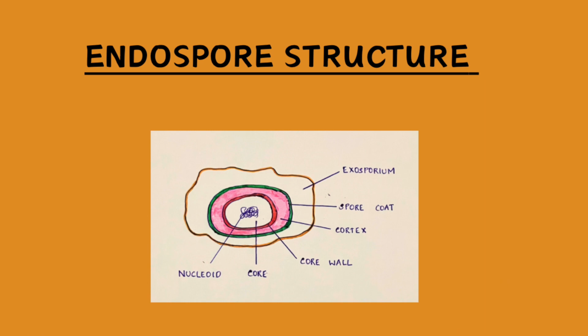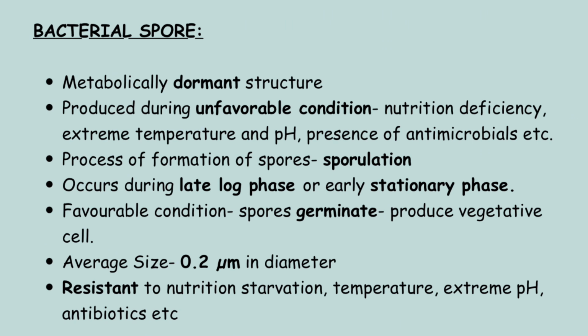Today we are going to discuss the structure of the endospore. What are bacterial spores? A spore is a metabolically dormant structure, which means during dormancy the endospore will remain metabolically inactive and resistant to harsh environmental conditions such as heat, radiation, desiccation and chemical disinfectants. Spores are produced during unfavourable conditions such as nutrition deficiency, extreme temperature and pH, presence of antimicrobials, etc.